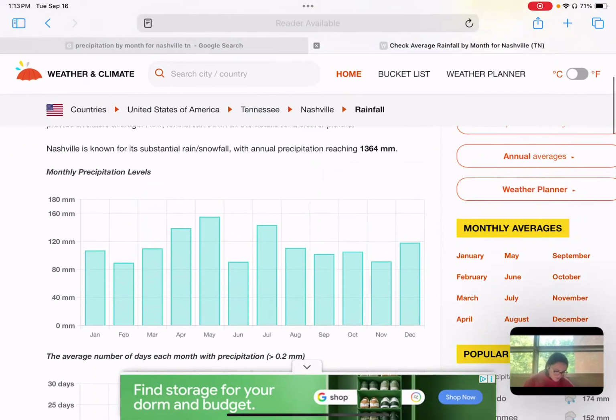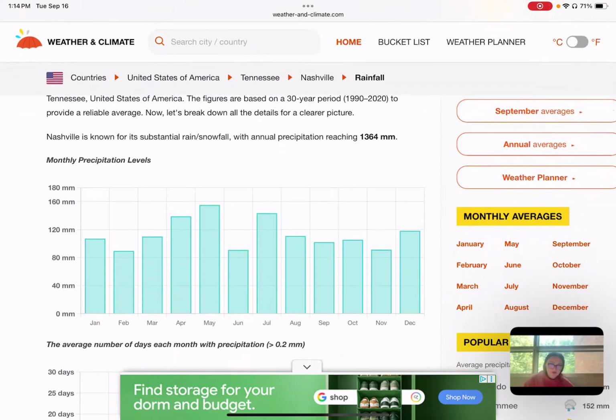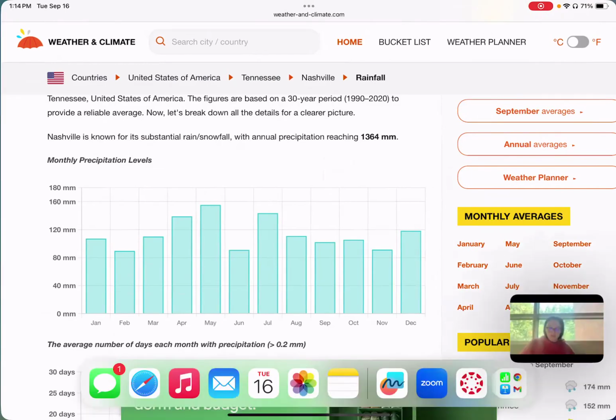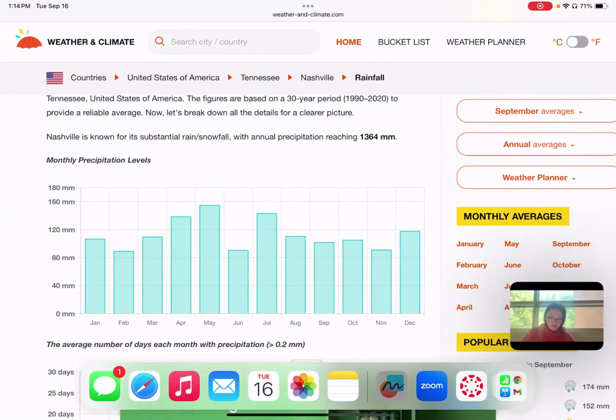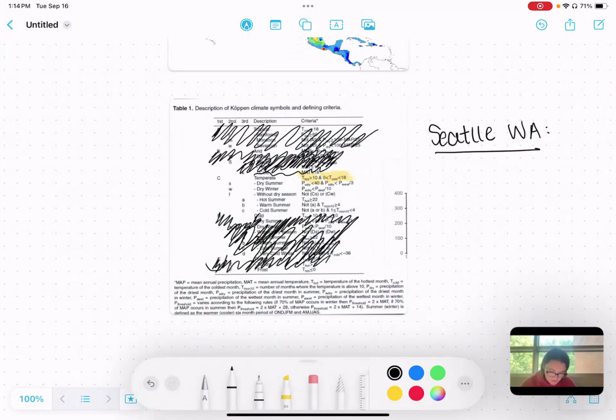Okay. So we're looking for our summer driest month, which is going to be June. June is roughly maybe around 82 millimeters, maybe 90. So let's go back to our criteria and look just to be sure. It says for summer dry, our precipitation must be less than 40. We know that's not the case.